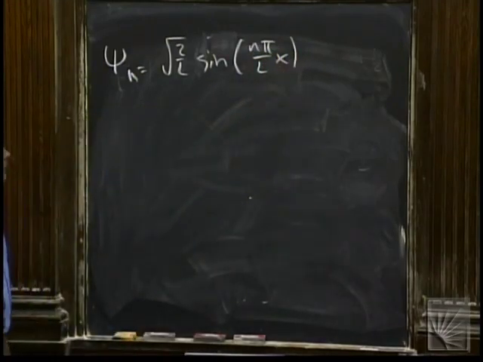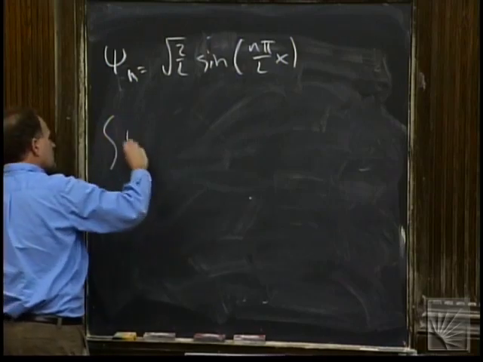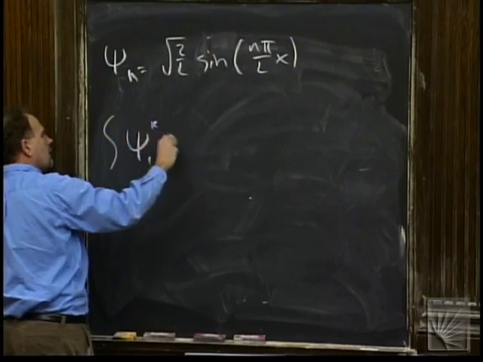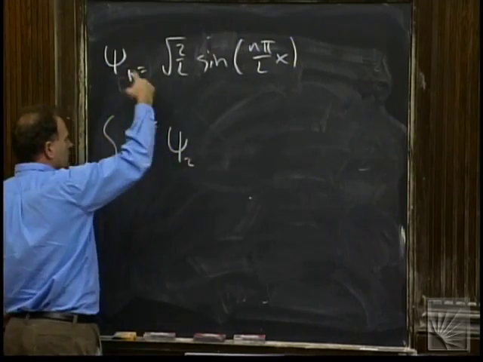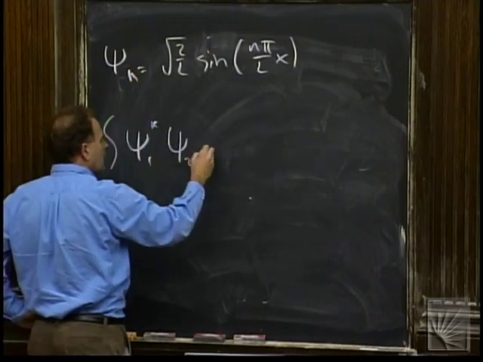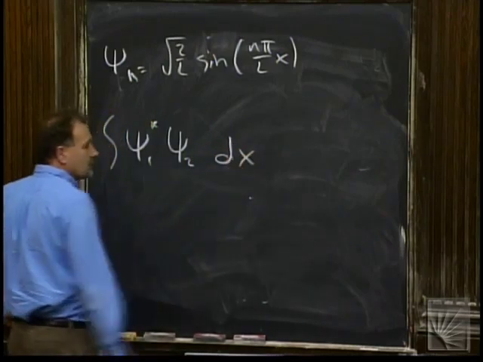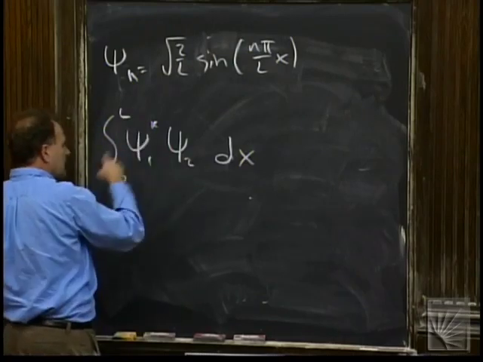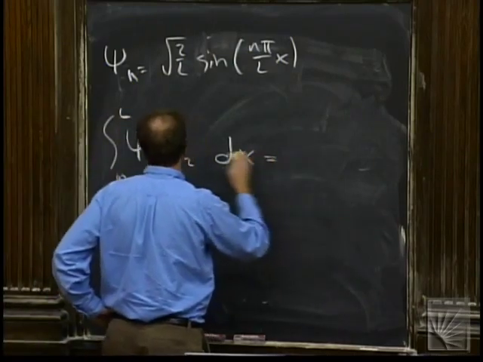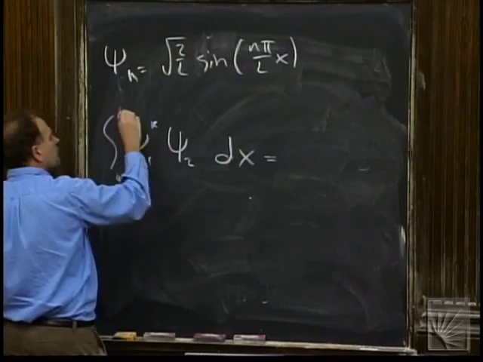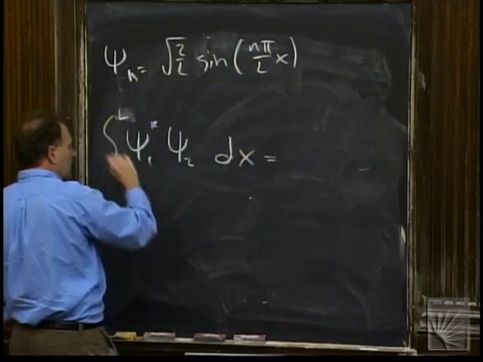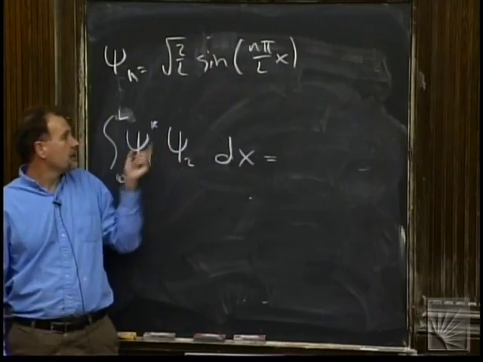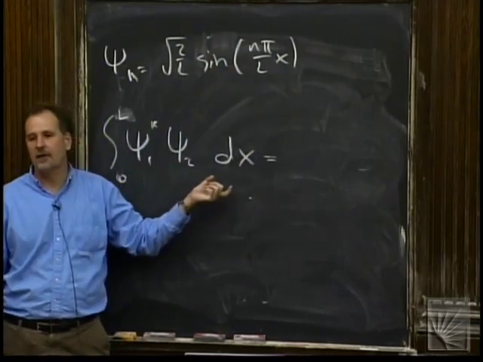Okay? If I take psi 1, and I can star it, and psi 2, now star it doesn't do anything when it's just the sine, and I integrate over x, it turns out the answer, over 0 to L in this case, depends on the condition. You can do this integral, and you're going to have to use trig identities because I'm combining the sine of one value of n with the sine of another value of n.